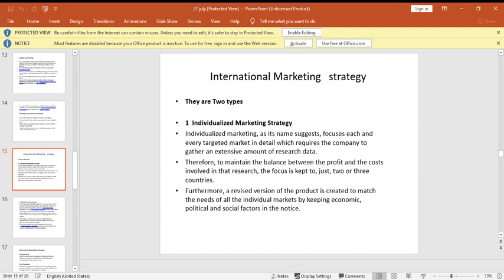Individual marketing, as its name suggests, focuses on each and every targeted market in detail, which requires a company to gather an exclusive amount of research data. Therefore, to maintain the balance between the profits and costs involved in this research, the focus is kept to just two or three countries. Furthermore, a revised version of the product is created to match the needs of all the individual markets by keeping economic, political, and social factors in notice.